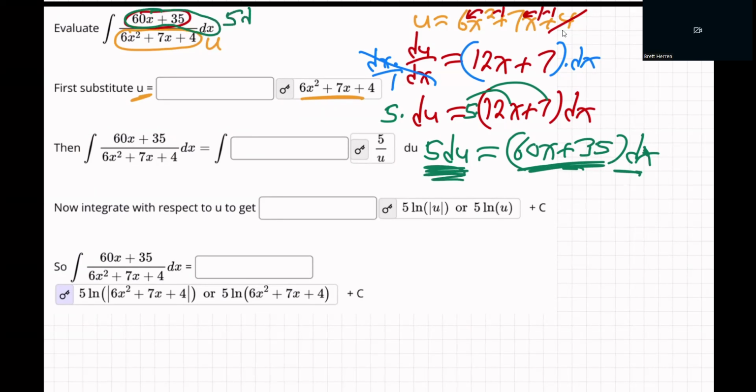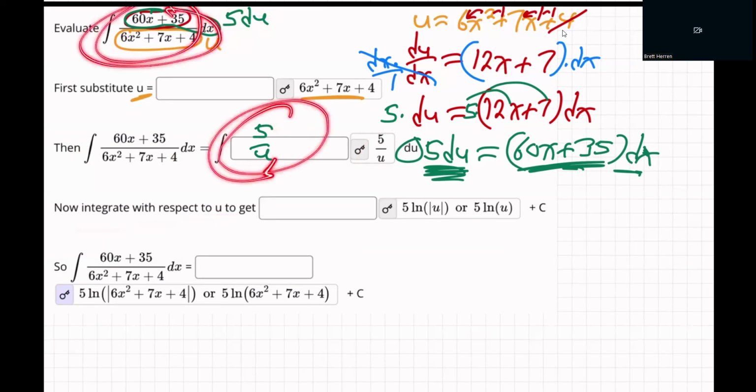So there we go. So 60x plus 35 dx, all of that now becomes what? 5 du. So the top becomes 5 du, the bottom becomes u. So that's why they got 5 over u du. That's how we came up with this. It's 5 over u, and the du is already there. Now, integrate that. This is a lot easier, right? 5 over u, that's way easier than all that crazy x stuff.